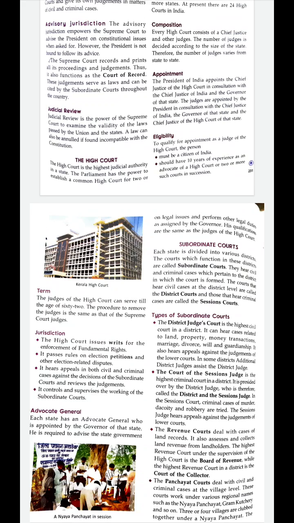Now let's talk about the composition of High Courts. Every High Court consists of a Chief Justice and other judges. The number of judges is decided according to the size of the state. Therefore, the number of judges varies from state to state. As in the Supreme Court, we have a Chief Justice, who is assisted by 30 judges. And in a High Court, we have a Chief Justice, and the number of judges depends upon the size of the state. For example, UP is a very big state, so there the judges will be more.